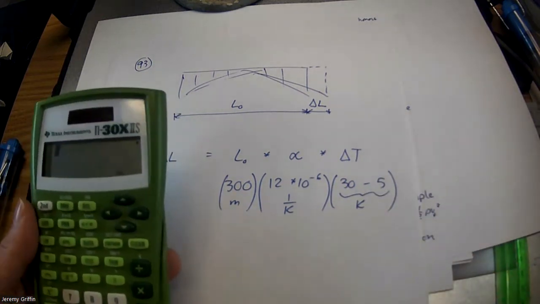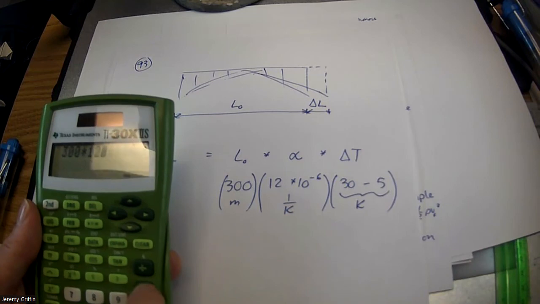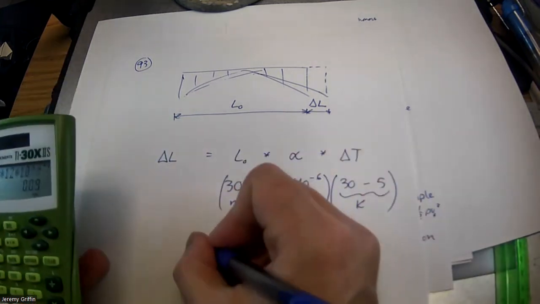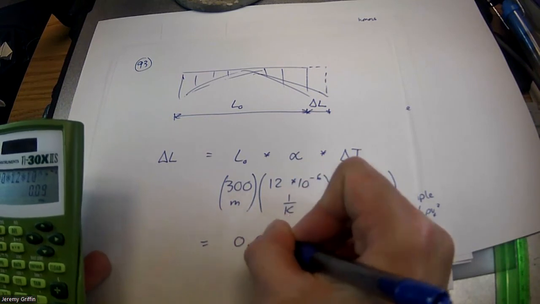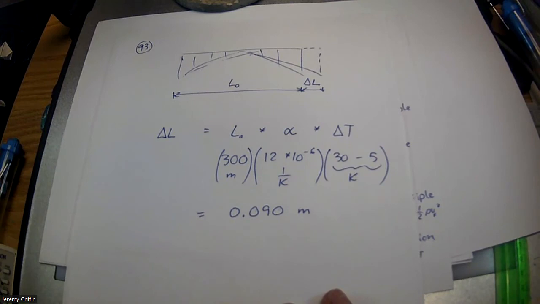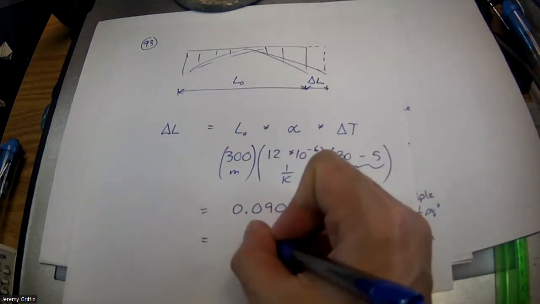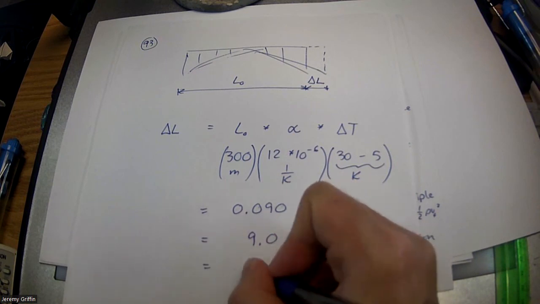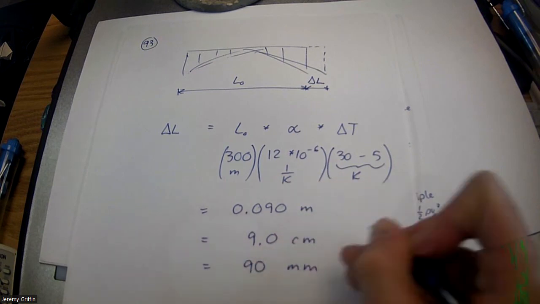Okay, so what do I get here? 300 times 12 times 10 to the -6, all times 25. I'm looking at 0.090 meters. Now, 0.09 meters, I could also call 9 centimeters or 90 millimeters.